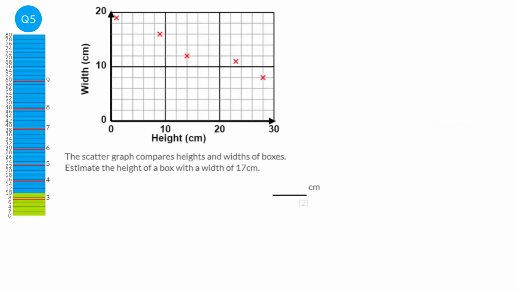So whenever we have a scatter graph, chances are we'll be drawing a line of best fit, and so that's what we'll start off with. Draw a line of best fit in, and it says we're looking for an estimate of the height of the box with the width of 17. So 17 is here, so the width of 17 will be a line across. Let's try and get this just right, line across there, and what we do is we draw a line down when it hits the line of best fit. Now looking at the scale here, this seems to be going up in 2s, and so this line here would be at 3.